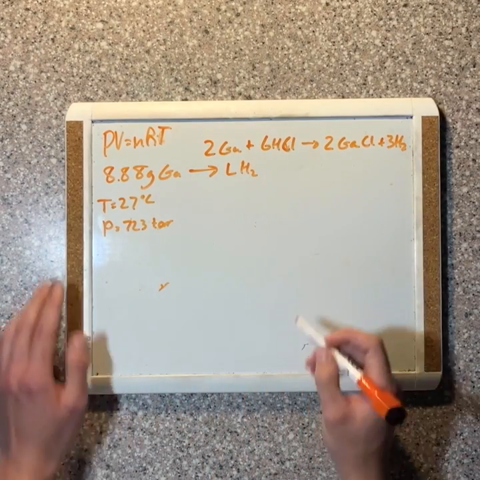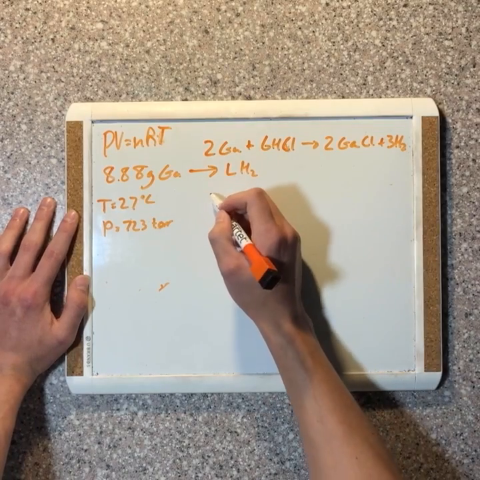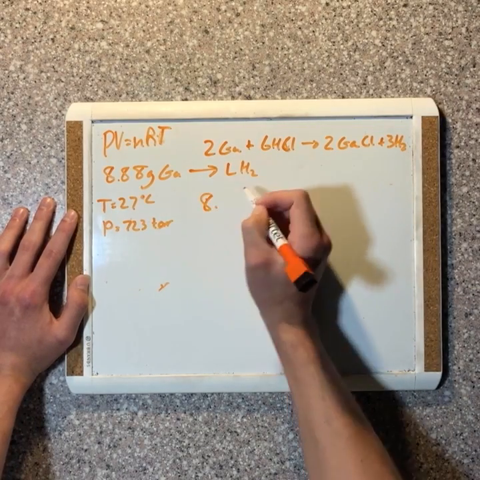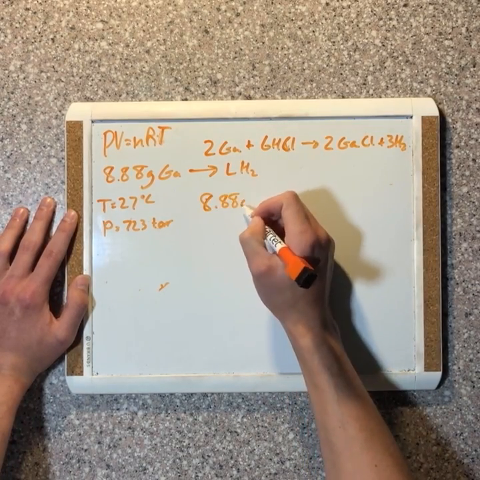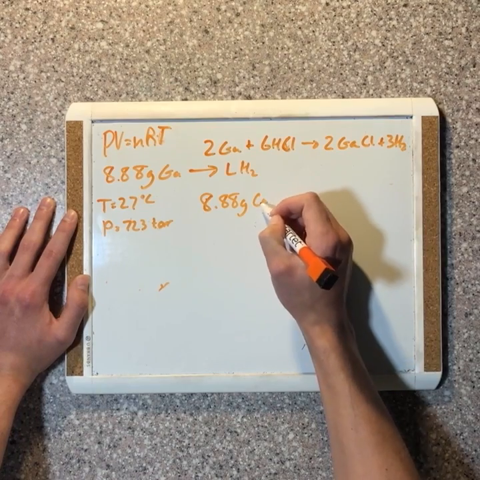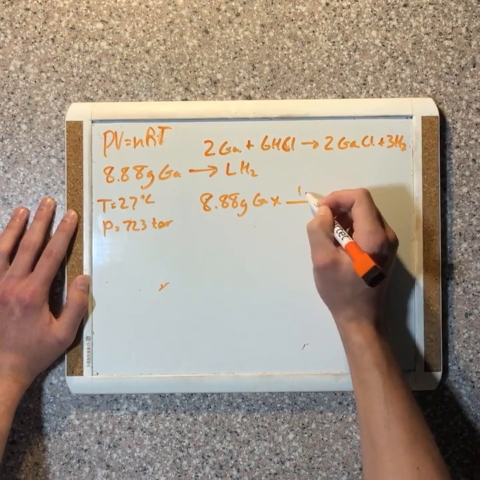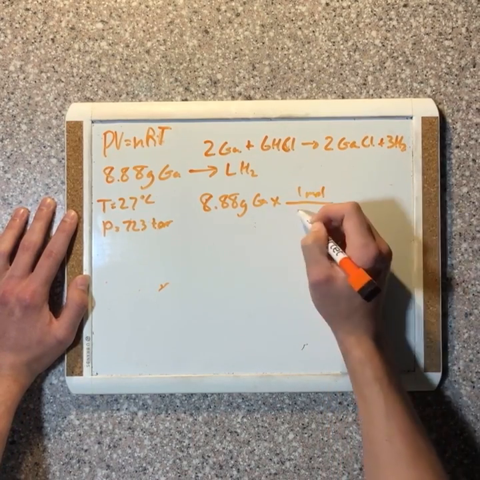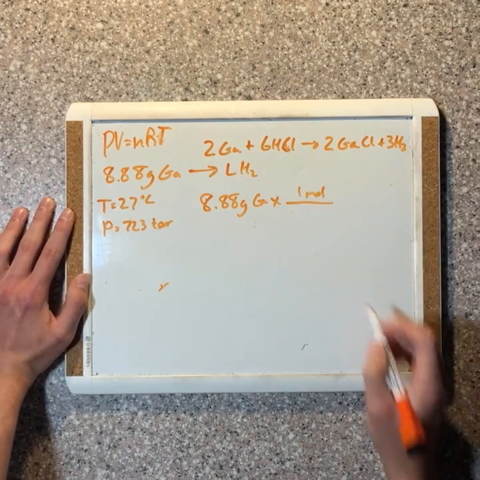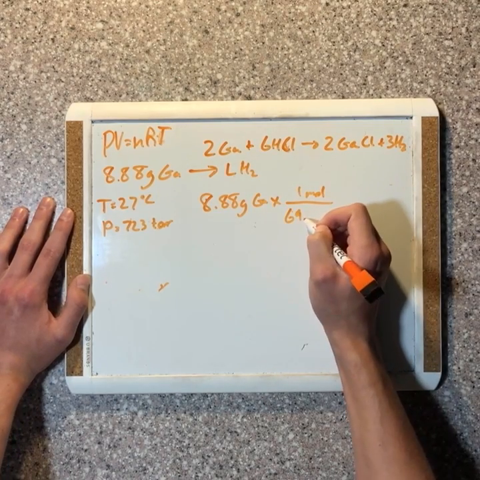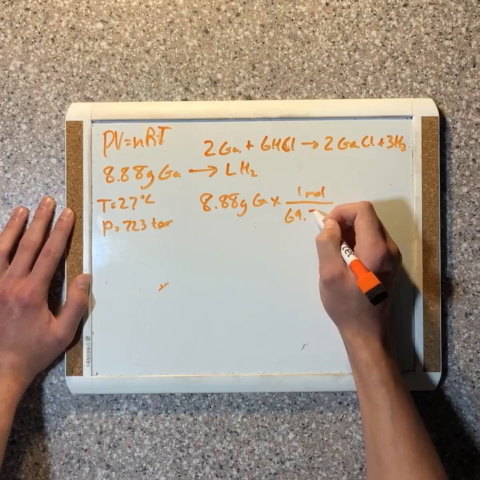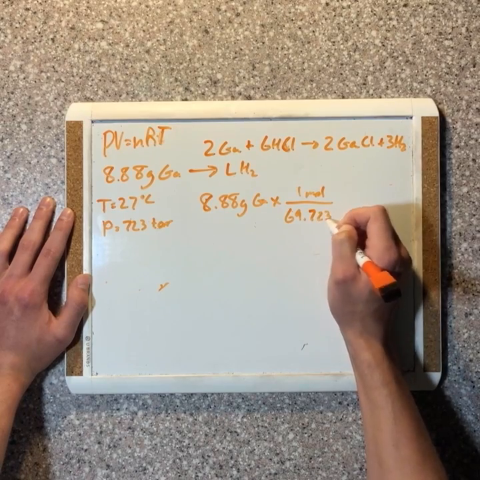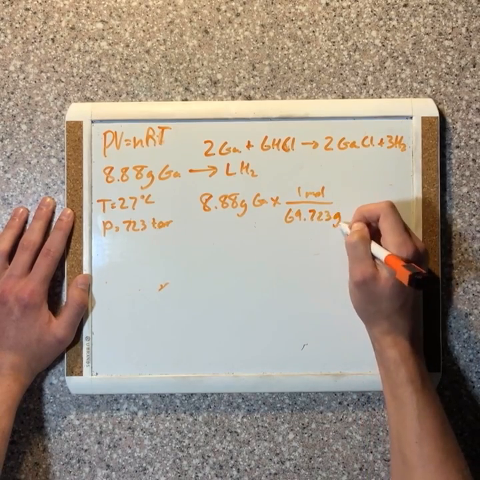So the first thing we're going to want to do is convert gallium into moles. So 8.88 grams of gallium, right, times 1 mole divided by the molar mass of gallium, which is 69.723 grams.